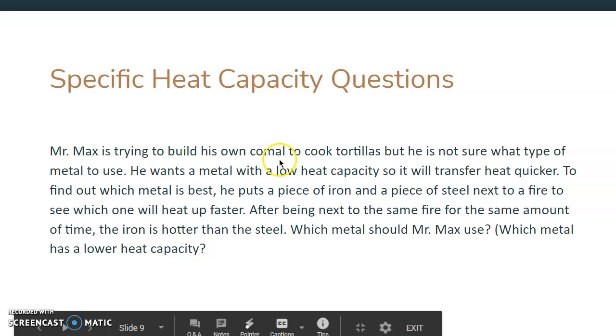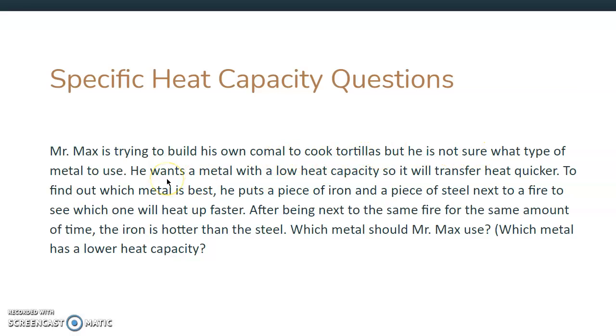Max is trying to build his own comal to cook tortillas, but he's not sure what type of metal to use. So he wants to use a metal with a low heat capacity so it will transfer heat quicker. To find out which metal is best, he puts a piece of iron and a piece of steel next to a fire to see which one will heat up faster. After being next to the fire for the same amount of time, the iron is hotter than the steel. Which metal should Mr. Max use?